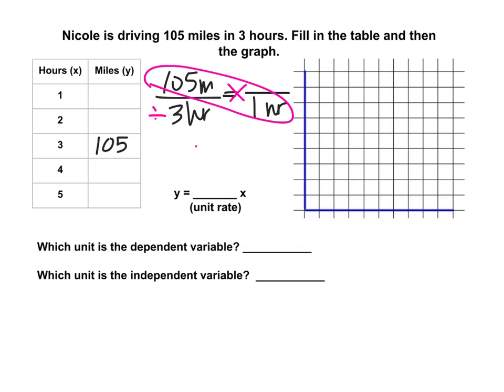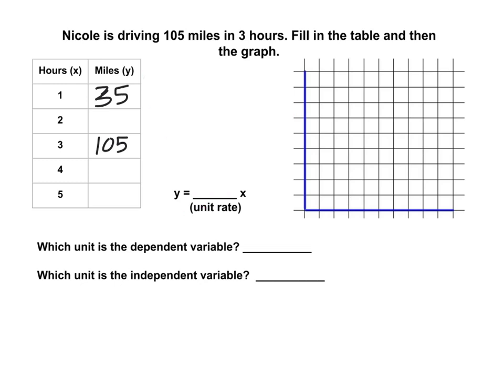So when I multiply, I get 105 divided by 3. So 3 goes into 1 0 times, but goes into 10 3 times, because 3 times 3 is 9. 1 left over, bring down my 5. 3 goes into 15 5 times, which is exactly 15, so nothing left over. So when I go back over here to my table, I can fill in, it was 35 miles per every 1 hour. I'm going to erase that so I have some space.